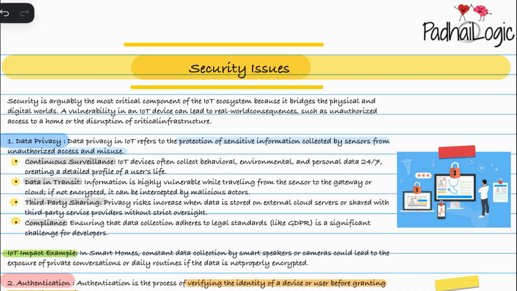So what is the solution? What is the resolution? It is very important to enforce strict end-to-end encryption for all the data, whether it is in transit, at rest, or in a third party sharing app. All right, so it needs to be encrypted alongside ensuring that there is strict compliance with frameworks like GDPR. All right, so these are the things you need to maintain.